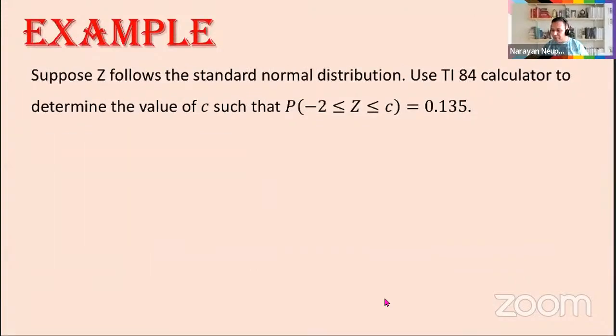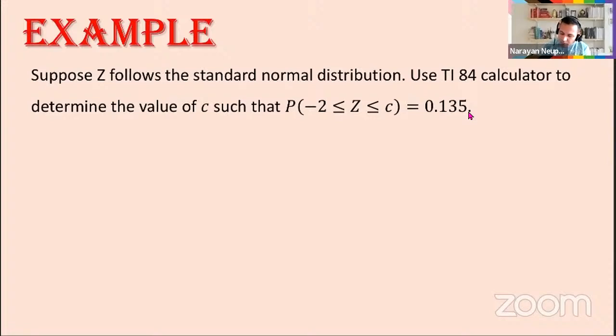Okay, now let's go to the next example. Looks like this is from our 6th module, normal distribution. Suppose Z follows the standard normal distribution. Using a TI-84 calculator, determine the value of C such that the probability that Z lies between -2 and C is 0.135. So let's see how we can do that.